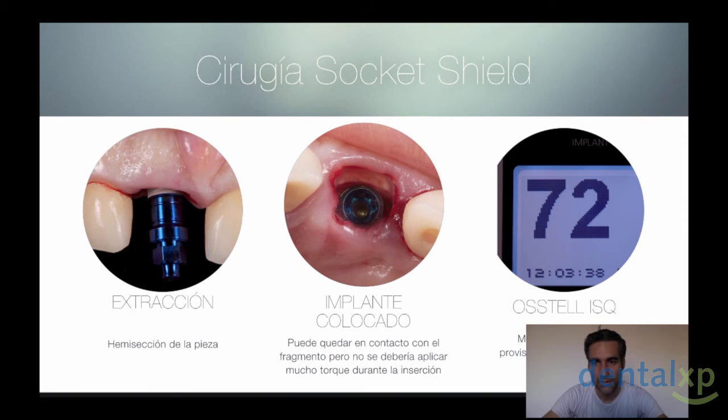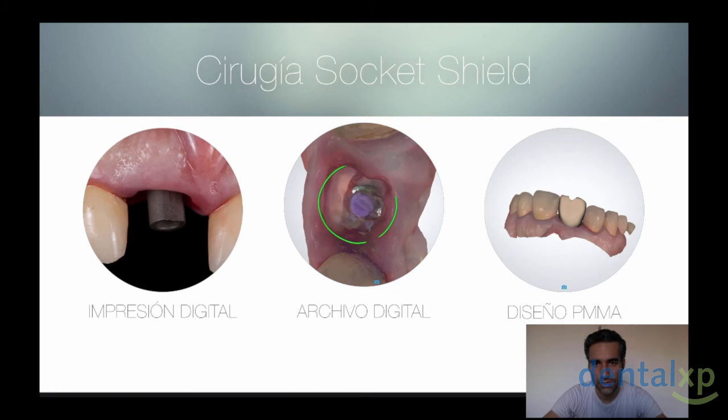And also, after, we measure the STL, and you can see the image in the center. You can see the fragment perfectly. So you can design the provisional restoration and the definitive restoration, avoiding that fragment. It's very important to keep a distance between the fragment and the restoration.